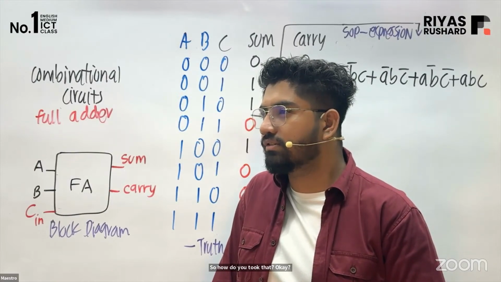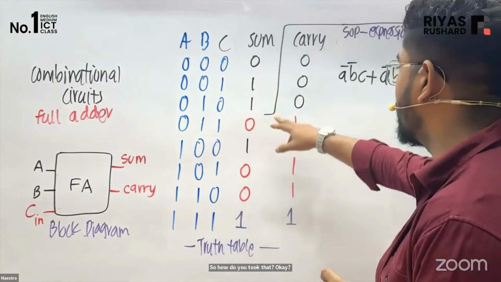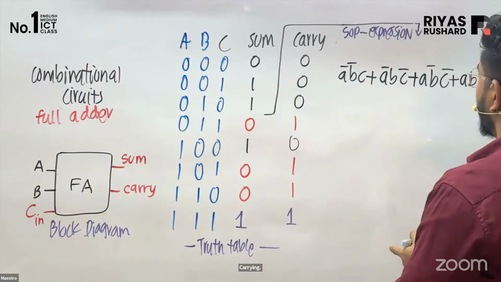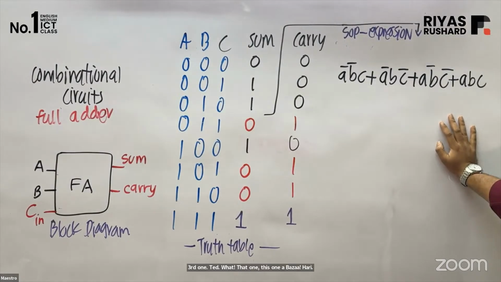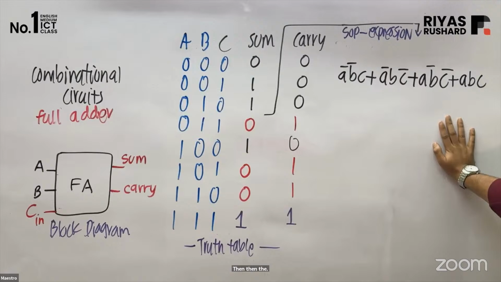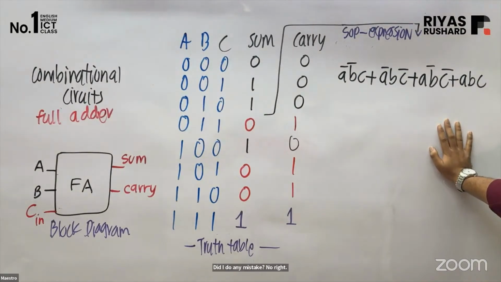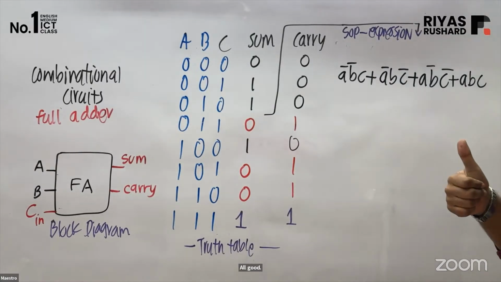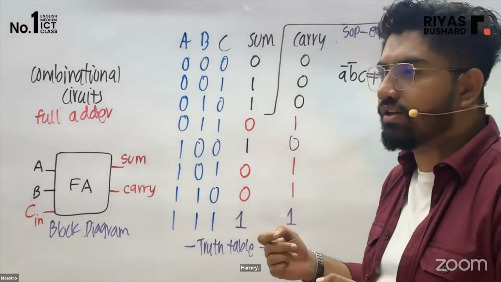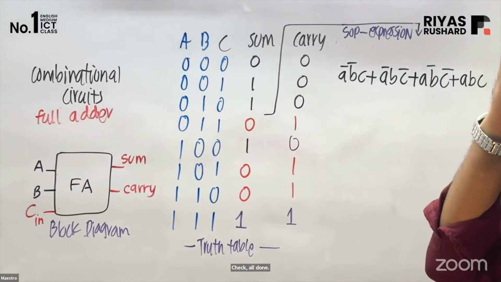Carrying that one. This one, A B bar C bar. Done. A B C bar. Did I make any mistake? No, right? All good? Check, all done.